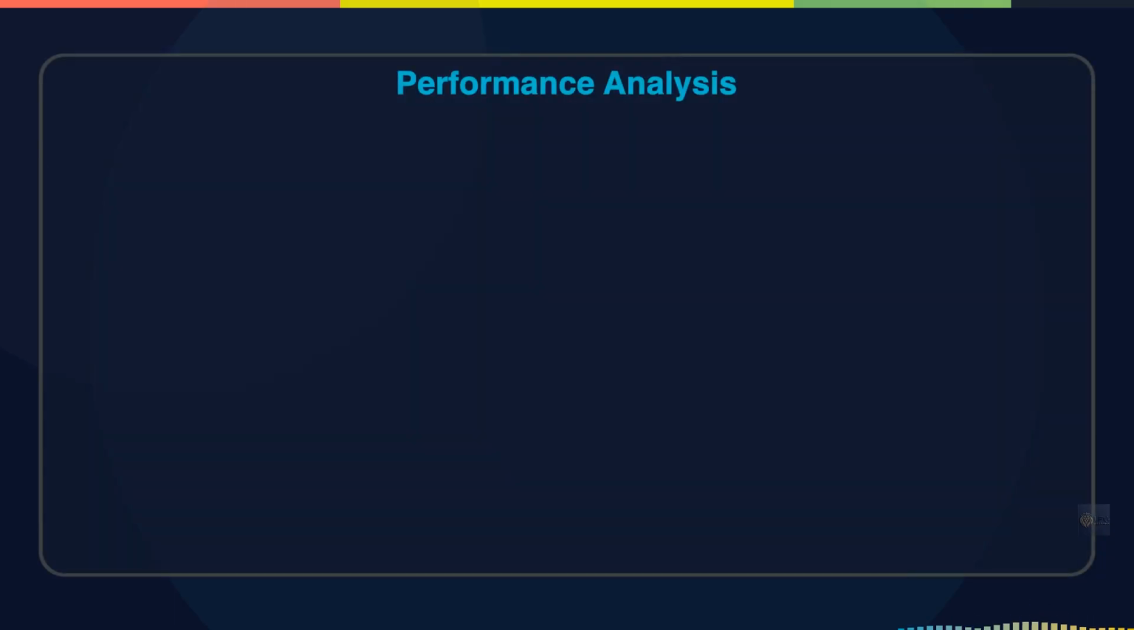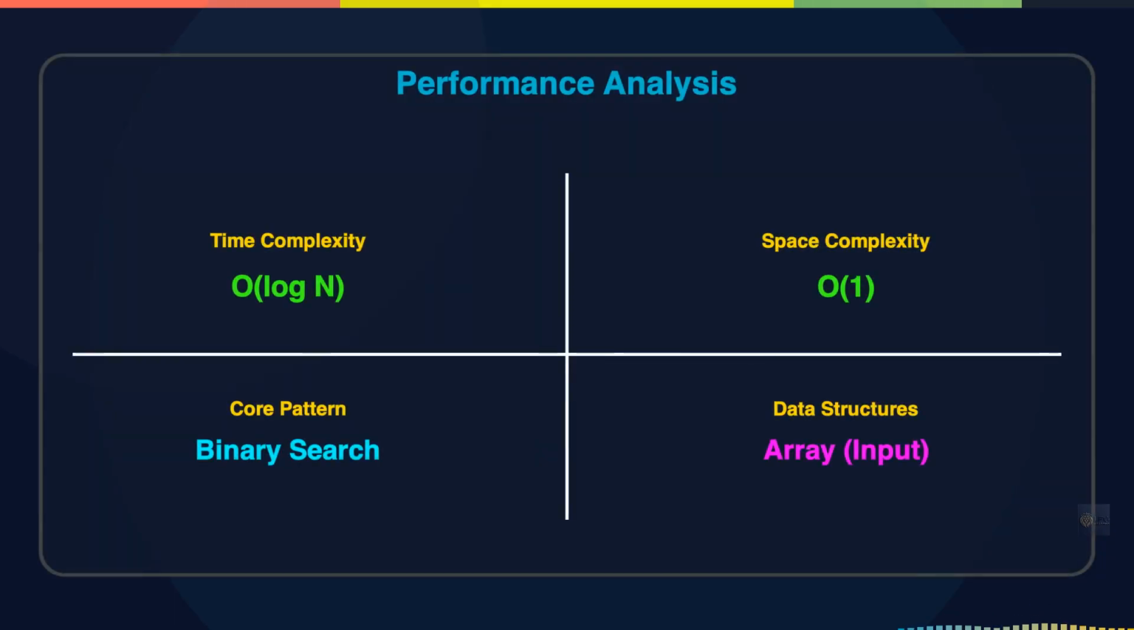Looking at the complexity, the time complexity is O(log n), where n is the number of elements, because we halve the search space in each step. The space complexity is O(1), as we only use a few pointer variables. And that is the find minimum in rotated sorted array challenge mastered.